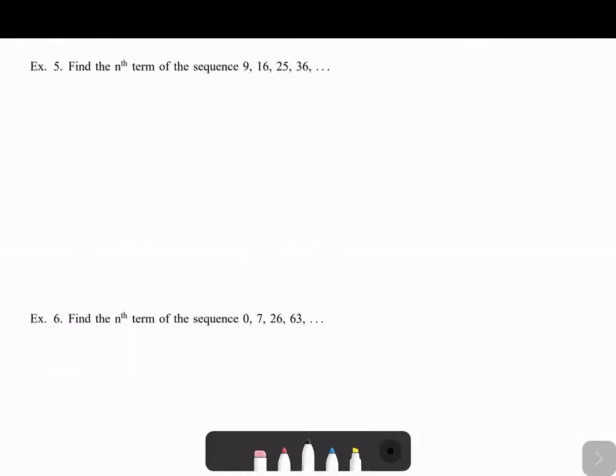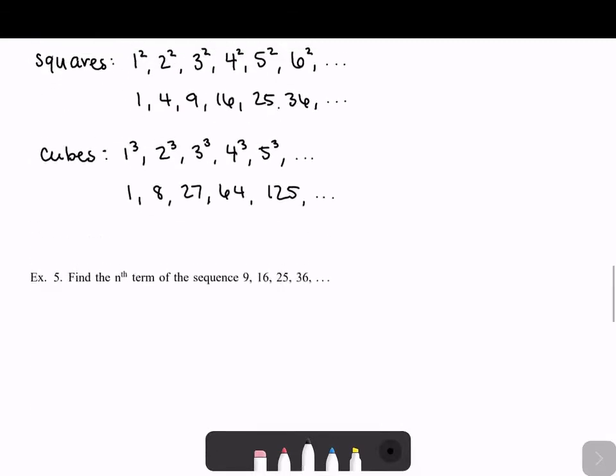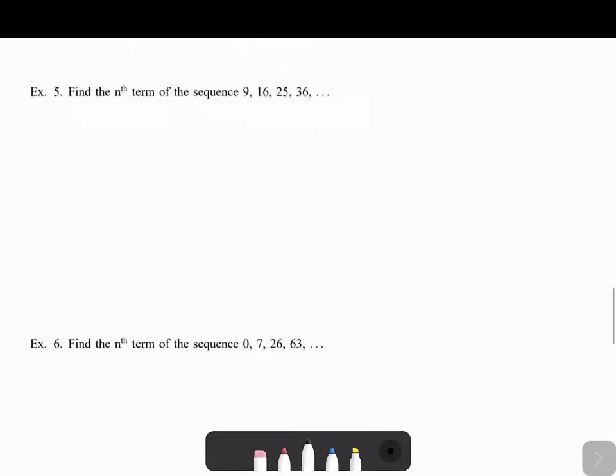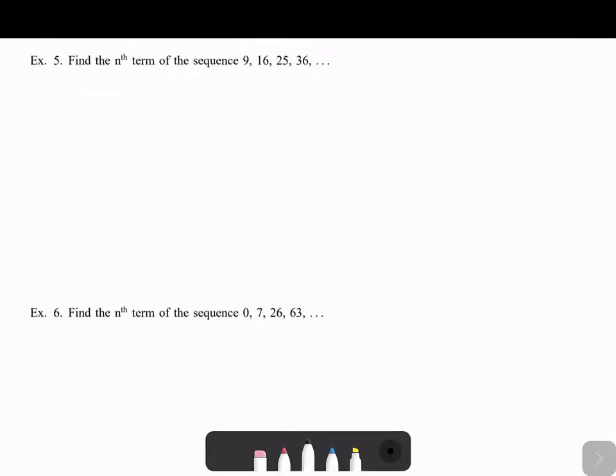So we're finding the nth term of the sequence 9, 16, 25, 36. Because we just wrote it, you should be able to look at this and identify that this is a sequence of squares. But if you hadn't just written it, the first thing you should try when identifying the pattern of a sequence is to see if it's arithmetic or geometric. That is, if you add a constant or multiply by a constant to get to the next term. So we see that to go from 9 to 16, we add 7. From 16 to 25, we add 9. From 25 to 36, we add 11.